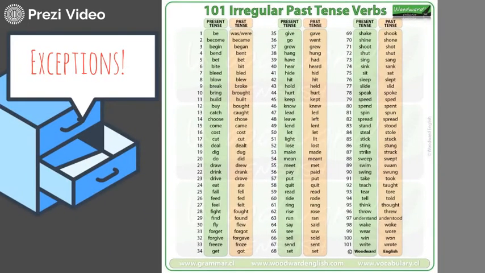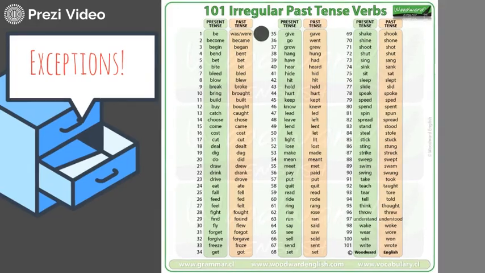But there are exceptions, and sadly, there are a lot of exceptions. So here is a list of 101 irregular past tense verbs that are exceptions to that rule. If these are new to you, I know it's crazy, but take a moment, pause, and write them down. At the very least, read through all of them, but that will mean pausing the video. And I am moving on.